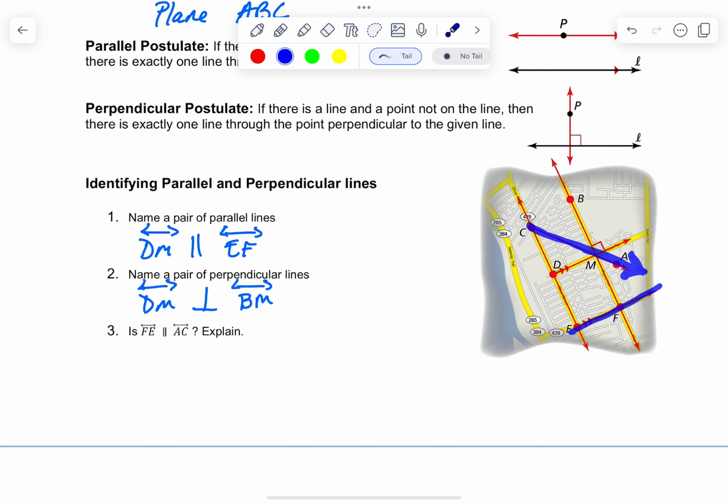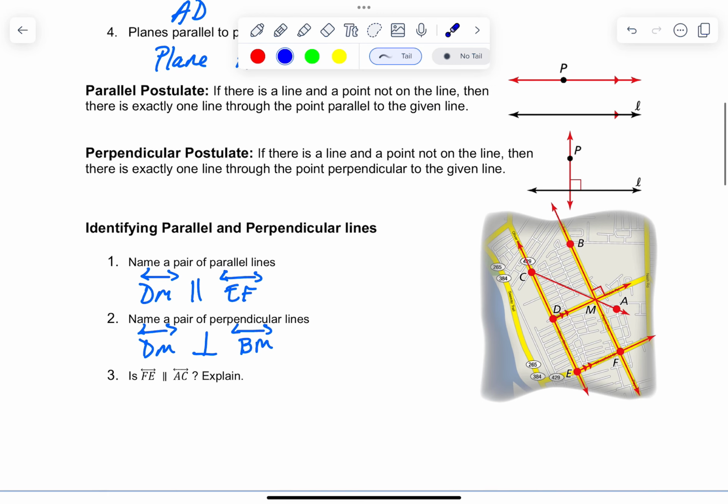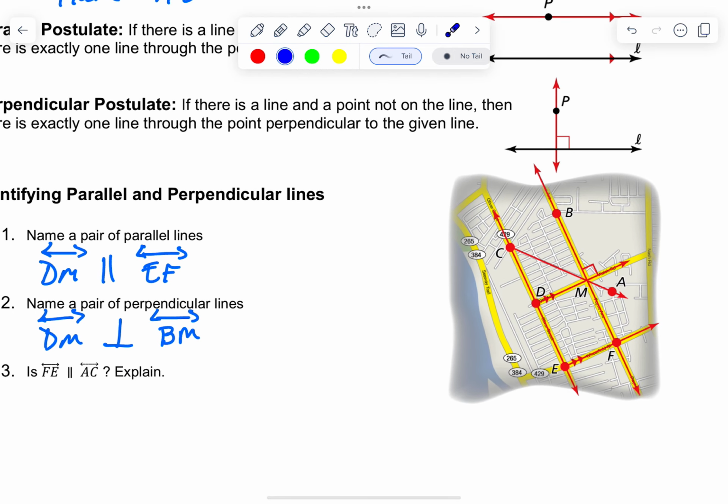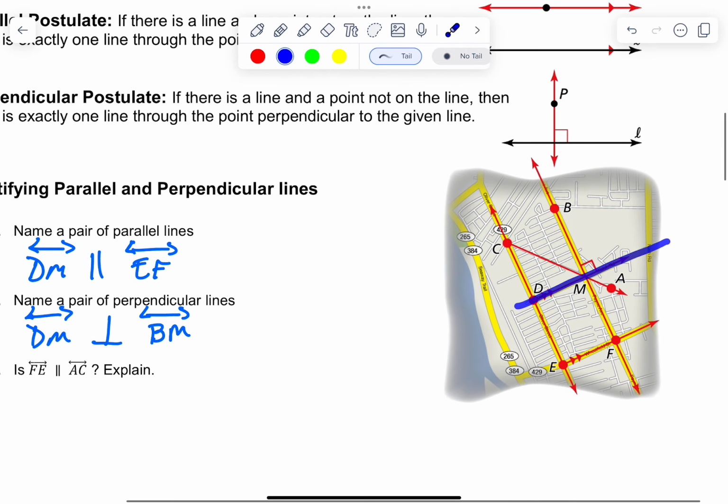And your original thinking might just be there's no way it's parallel, because it asks us to explain how we know. So you might be thinking, well, there's no notation, there's no arrows, we don't know for sure. We could also use this parallel postulate, because that says through any point, there's only one line parallel to this other line. So we know that these two lines are parallel.